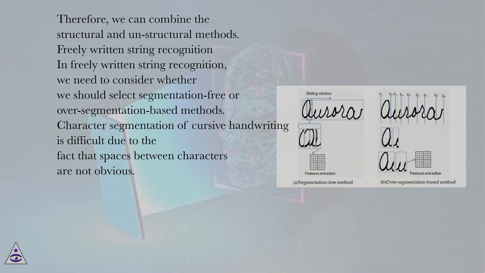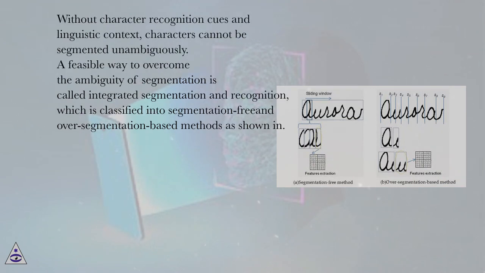Freely written string recognition. In freely written string recognition, we need to consider whether we should select segmentation-free or over-segmentation-based methods. Character segmentation of cursive handwriting is difficult due to the fact that spaces between characters are not obvious. Without character recognition cues and linguistic context, characters cannot be segmented unambiguously. A feasible way to overcome the ambiguity of segmentation is called integrated segmentation and recognition, which is classified into segmentation-free and over-segmentation-based methods.